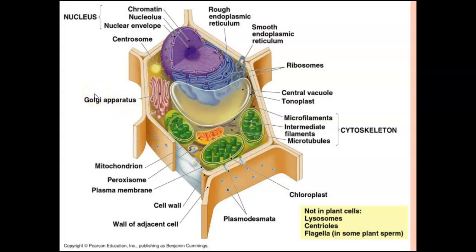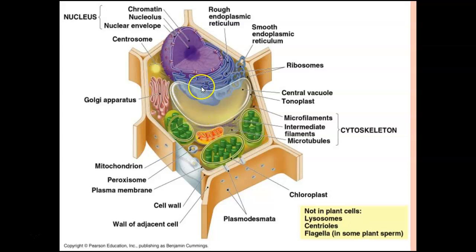Notice similar structures in a plant cell: nucleus, endoplasmic reticulum, smooth ER, Golgi, mitochondria, peroxisome, and unique to the plant cell, cell wall. You do not see this in an animal cell. Chloroplasts with the thylakoid disc, the grana, the stroma, and a large central vacuole.